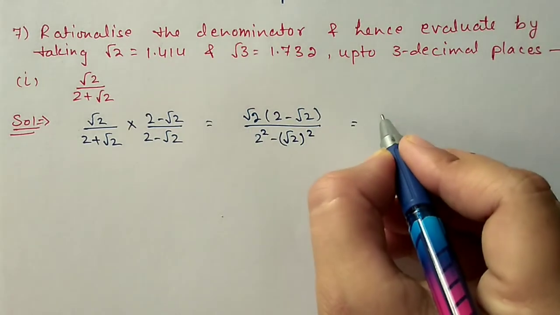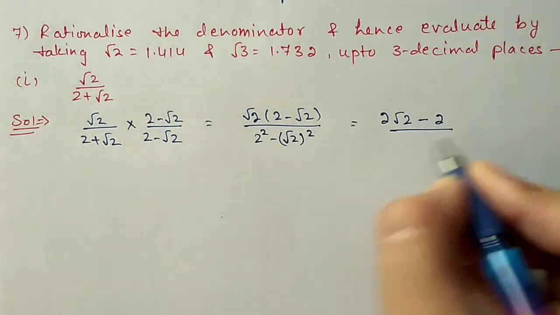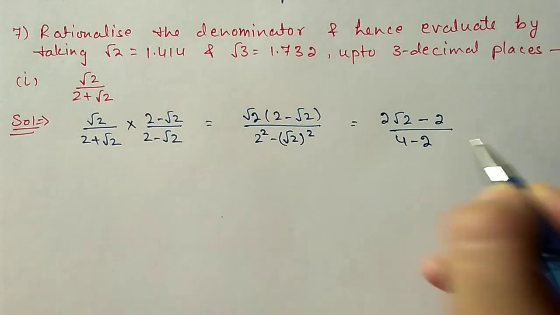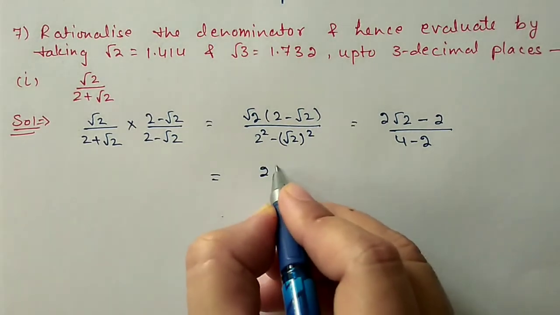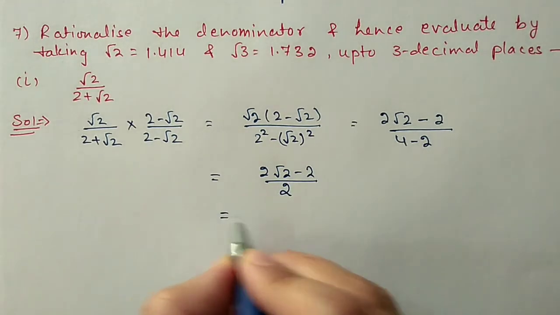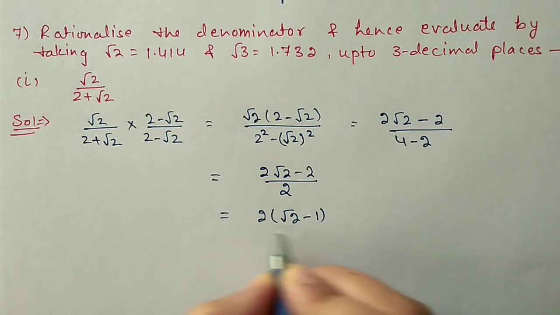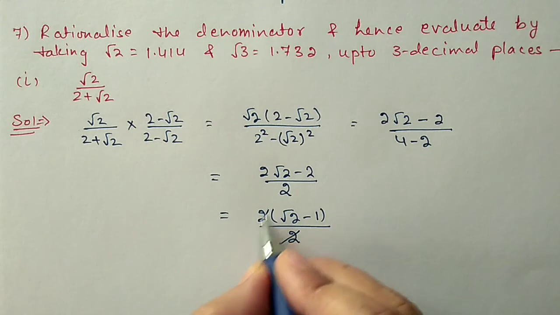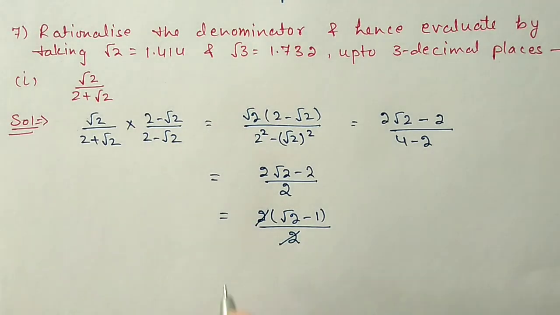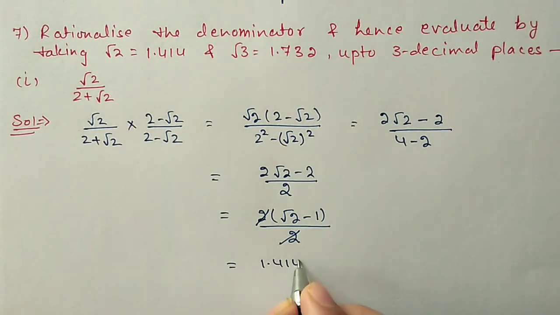This we can multiply. We will get 2 root 2 minus root 2 into root 2, which will become 2, divided by 4 minus 2. So we will get here 2 root 2 minus 2 divided by 4 minus 2, which is equal to 2. From here we can take 2 as common, then root 2 minus 1 we will get by 2. This 2 we can cancel out. After this we have to substitute now the root 2 value. Root 2 value is 1.414 minus 1, and after subtraction we will get 0.414.